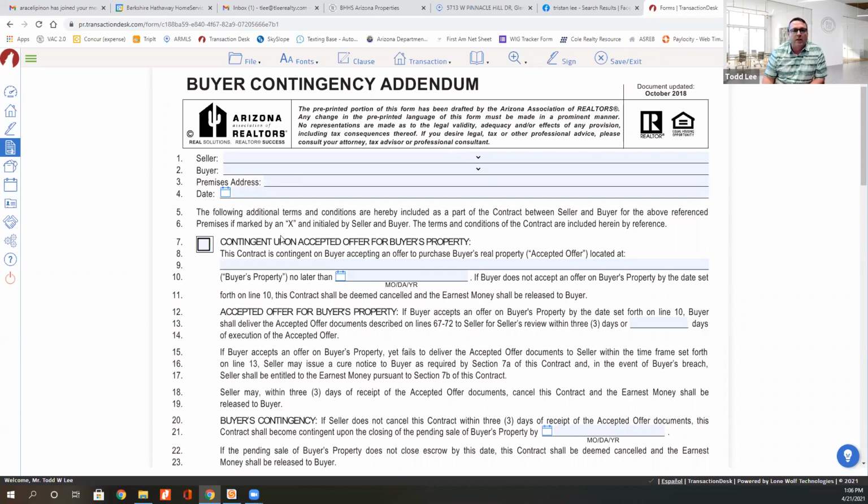It's very nice that we have these forms that are already all spelled out and how to use them. So the following additional terms and conditions are hereby included as part of the contract premises if marked by an X and initialed by the seller and buyer. The terms and conditions of the contract are included herein by reference, so you don't have to put that little term. All other terms and conditions remain the same because it's right there for you.